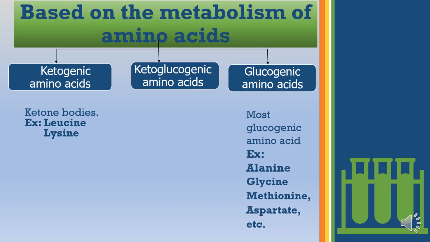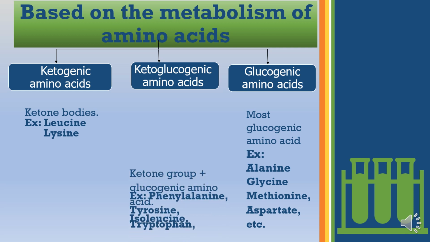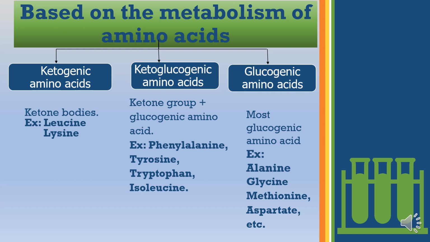Then glucogenic amino acids: all the remaining amino acids belong to glucogenic amino acids, which are the precursors for the formation of glucose or glycogen. For example, alanine, glycine, methionine, aspartate, etc. Then what about ketoglucogenic amino acids, which have both ketogenic and glucogenic properties? They are the precursors for the synthesis of glucose and fat. They are phenylalanine, tyrosine, isoleucine, and tryptophan.